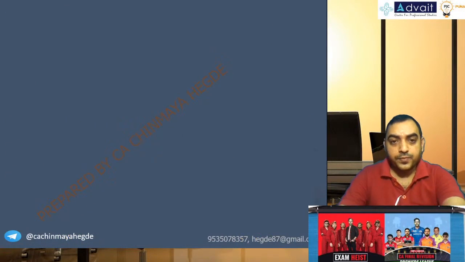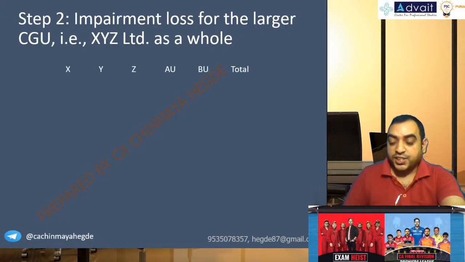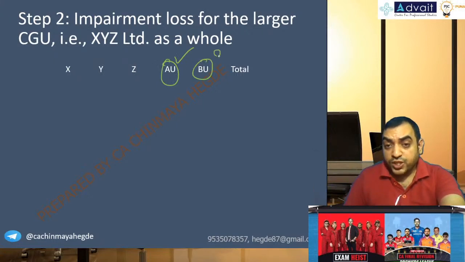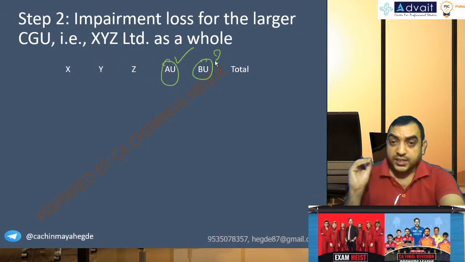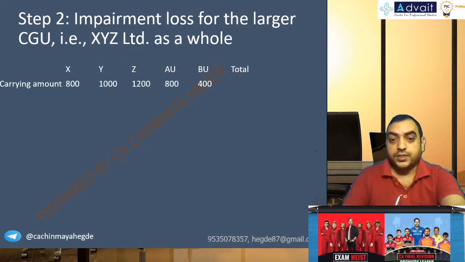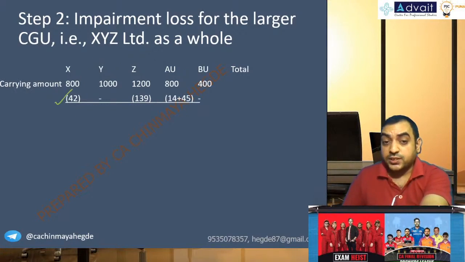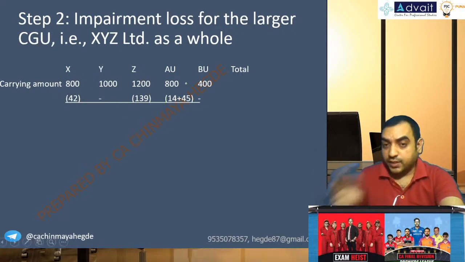Okay, let's go further. Now step 2 is for the larger CGU, because for AU we have done the allocation and the impairment allocation is also done, but BU, which could not be allocated, requires an impairment test now. So for that purpose, what was the carrying amount? 800, 1000, 1200, 800, 400, and in the first step we did the impairment, that is 82 for X, nothing for Y, 139 for Z, and proportionately we did 14 related to X, 45 related to Z in the allocated amount we had done in the previous step.